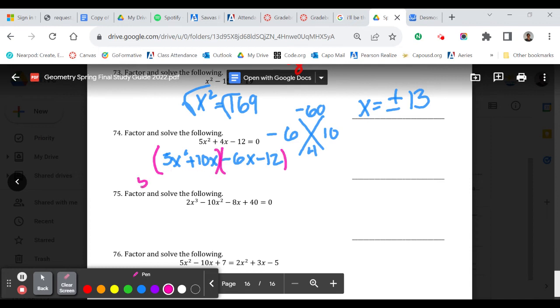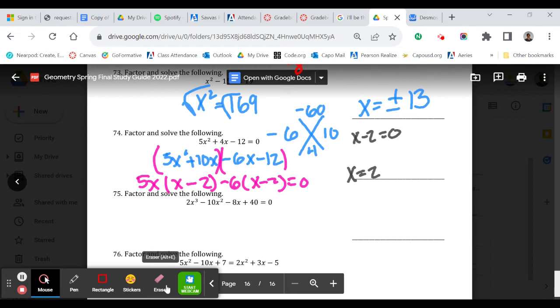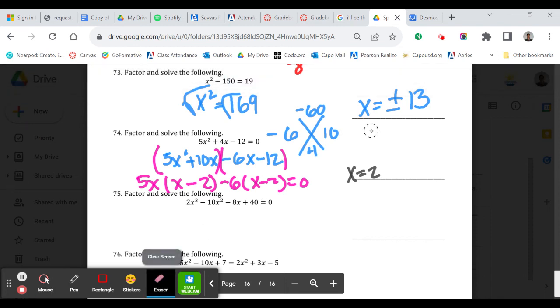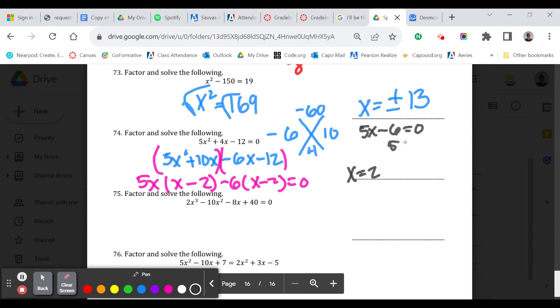So here I think I can pull out 5x, which would leave me with x minus 2. That means I can pull out a negative 6, which leaves me with x minus 2 equals 0. And set each one of those equal to 0. So x minus 2 equals 0. That's just going to be x equals 2. We do it again. We're going to get 5x minus 6 equals 0. Add the 6 over, 5x equals 6. So x equals 2 and 6 over 5.